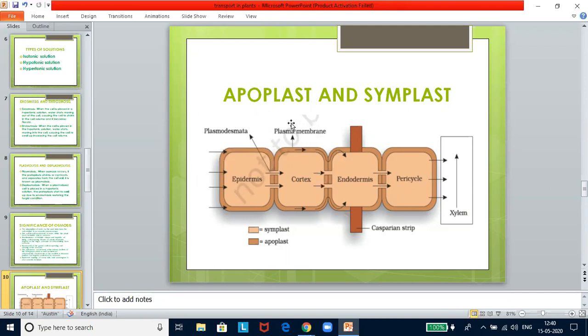Now, the symplast system is the system of interconnected protoplasts. Neighboring cells are connected through cytoplasmic strands that extend through the cells. Symplastic movement may be aided by cytoplasmic streaming. Now, let us look at movement of water in the roots. Water flows in the roots.